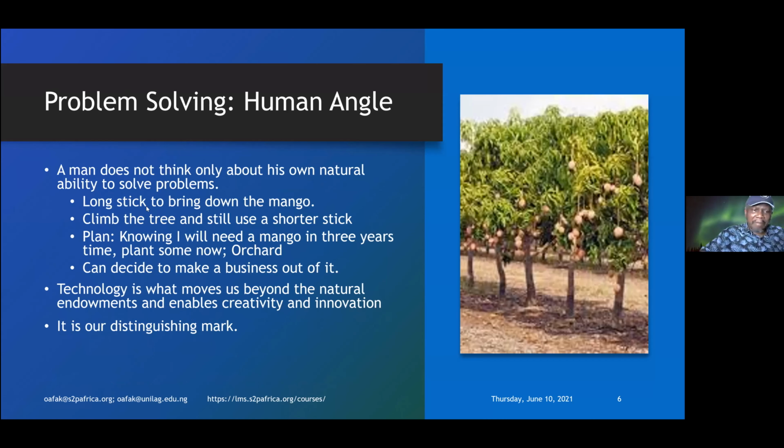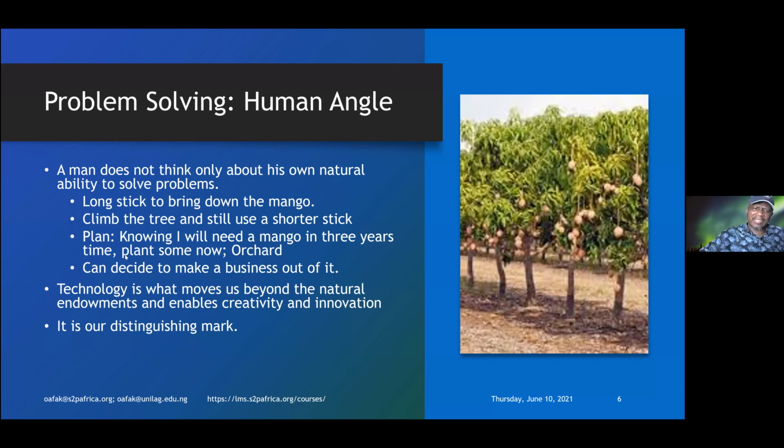He sees a mango, he might take a long stick to bring down the mango. That's one method. That's already technology because his hands or neck may not be as long as that of a giraffe, but he can get a stick that is longer than the giraffe's neck and bring down the mango. Or he can climb a tree, though he can't do it as dexterously as a monkey, but he can use a shorter stick.